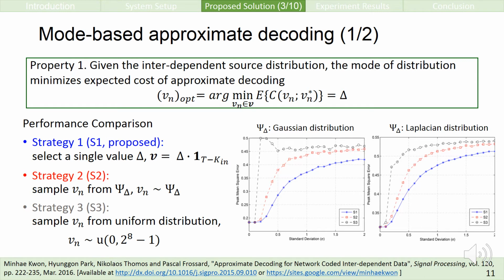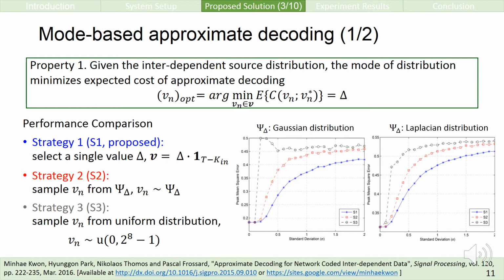For this solution, the decoder only needs to know a single value delta instead of a full distribution, and this is proposed as mode-based approximate decoding. We compare the proposed solution with other strategies. In strategy 2, with full knowledge of distribution psi delta, we randomly sample a value from the distribution. In strategy 3, without knowledge of distribution psi delta, we randomly sample a value from a uniform distribution.